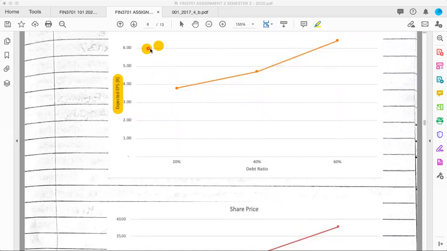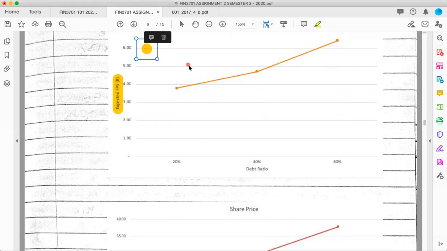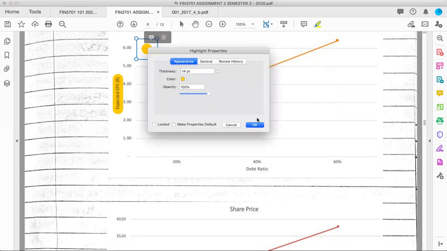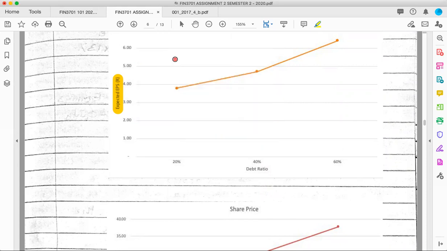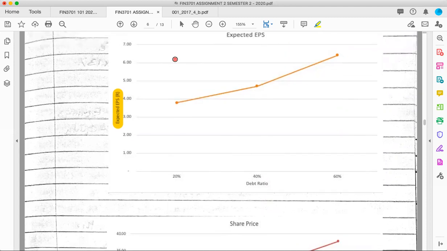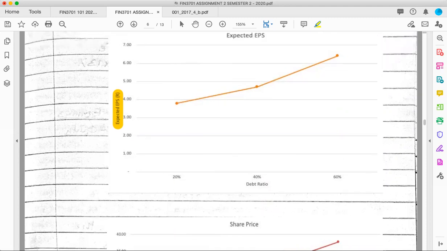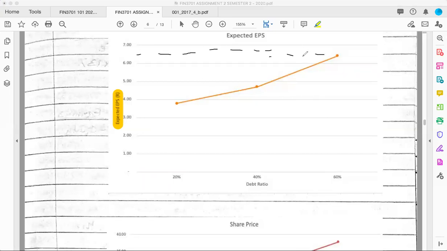With the last one, you would just move from 6.41, you would move across to get to the 40% debt ratio, like right here. Then you would put an X. So there would be 3 X's that you would put, and then you would join your lines to get the graph, okay? And then you would do the same under the share price.